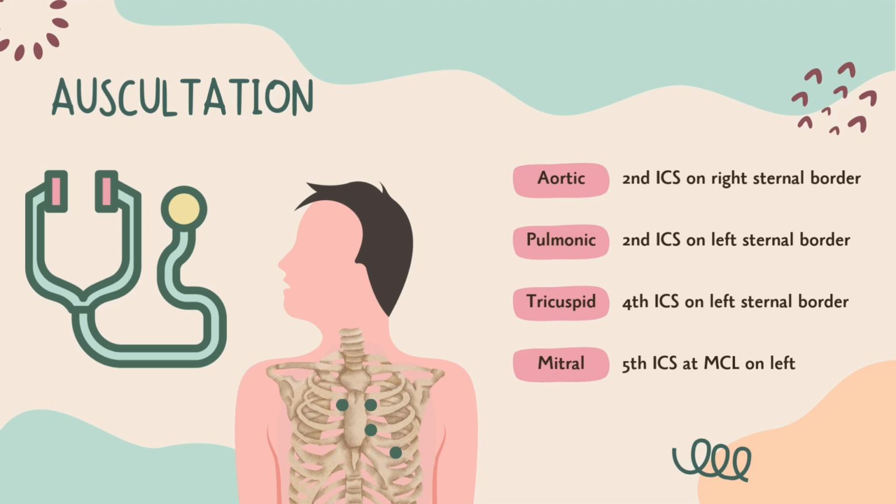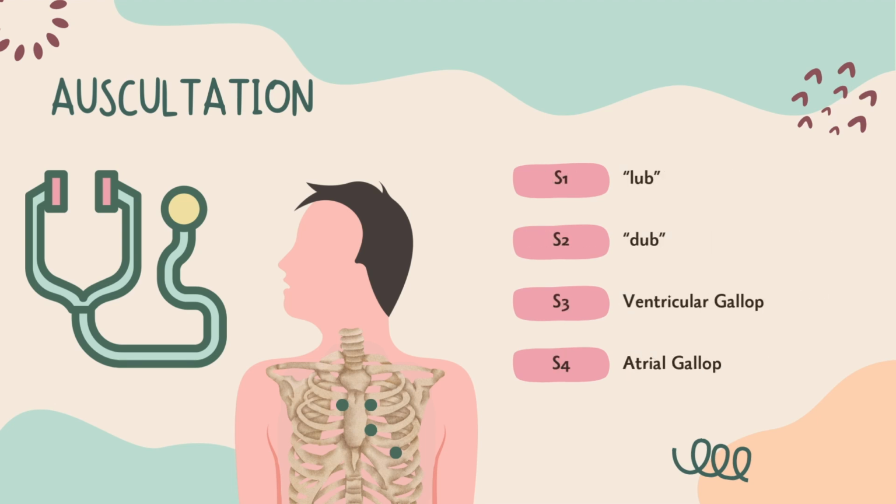The tricuspid and mitral valves, when they close, that makes the lub sound, also known as the S1 sound. The tricuspid is best heard at the fourth intercostal space on the left sternal border. The mitral valve is best heard at the fifth intercostal space at the midclavicular line on the left.